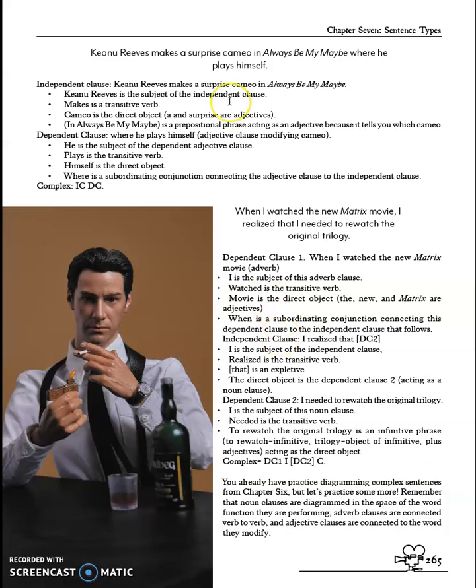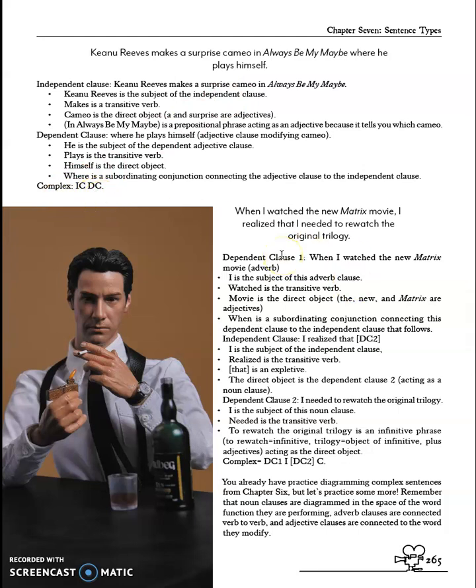Moving on, we have: Keanu Reeves makes a surprise cameo in Always Be My Maybe, where he plays himself. So in this case, Keanu Reeves makes a surprise cameo is the independent clause, and where he plays himself is the dependent clause there. So you have one independent clause, one ick, and one dependent clause, one dick. So that's what makes a complex sentence: one ick, one dick.